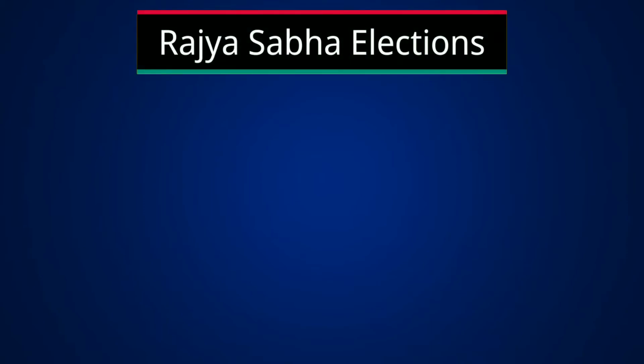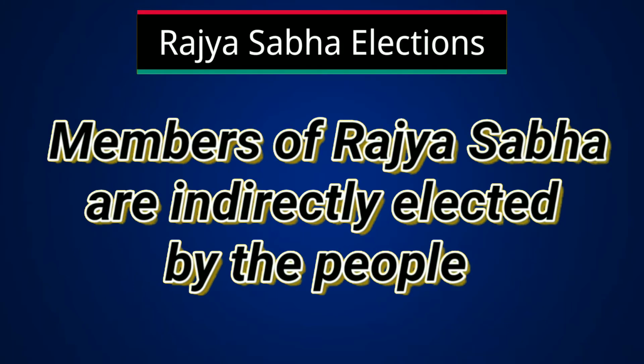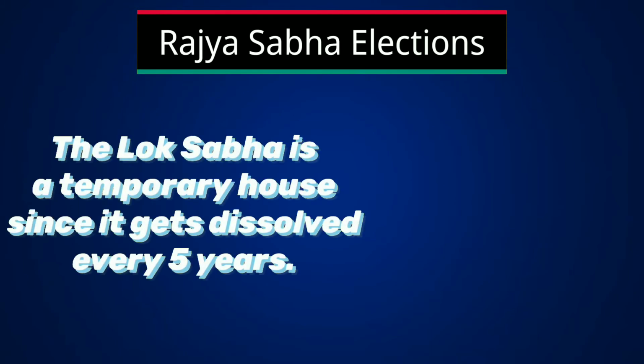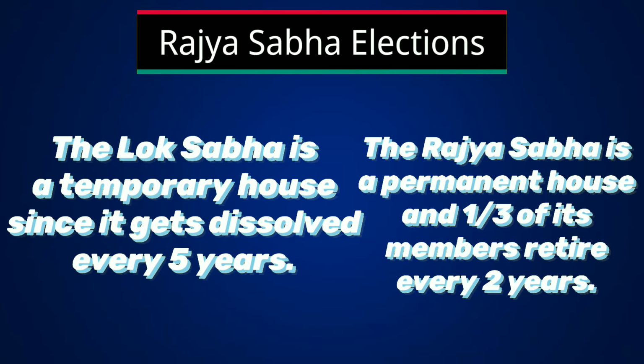Guys, in Lok Sabha elections, we directly elect our candidates by voting, but the members of Rajya Sabha are indirectly elected by the people. The Lok Sabha gets dissolved once in every 5 years, whereas the Rajya Sabha is a permanent house, which means the house never gets completely dissolved.